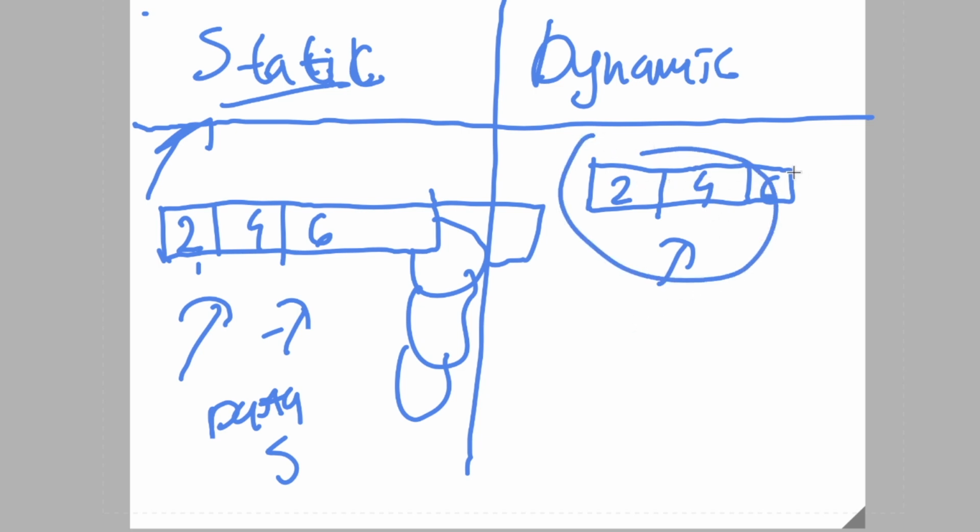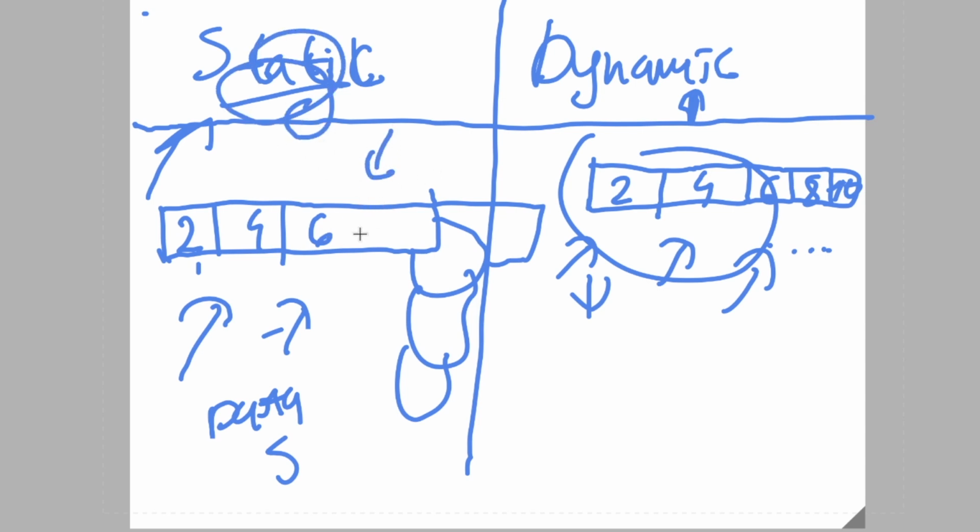And you can also add as many as you want. Like we can add 8, we can add 10, etc. This dynamic data structure is not limited in the number of elements it has. You can add an infinite number of elements. And with this static type, you specify first how many elements you want in your data structure.